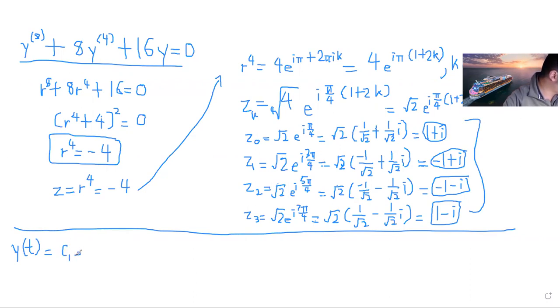C1 e to the power of 1 plus it, plus C2 e to the power of negative 1 plus it, plus C3 e to the power of negative 1 minus it, plus C4 e to the power of 1 minus it.